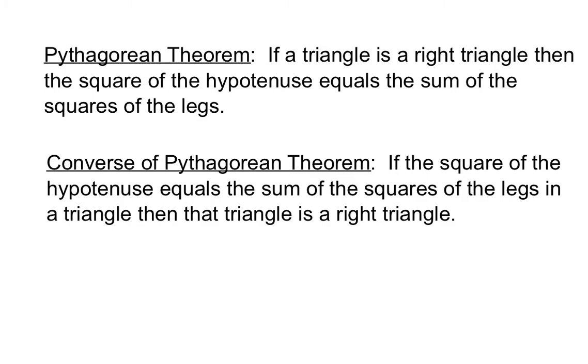We're going to use the converse of the Pythagorean theorem today to do some showing that something is a right triangle. So if we can show that the square of the hypotenuse equals the sum of the square of the legs, so in other words, if we use this Pythagorean theorem and it holds true, then that triangle is a right triangle. We can make that conclusion.